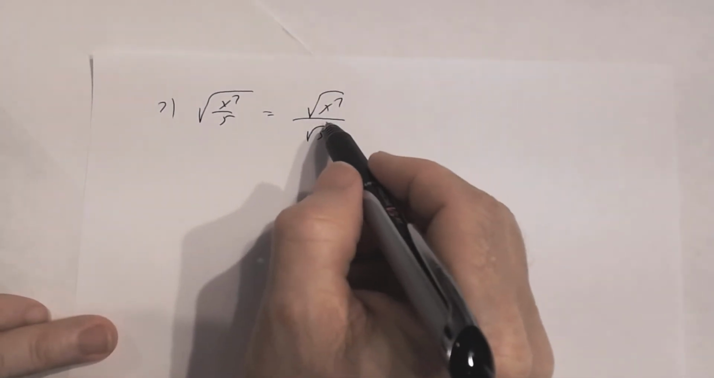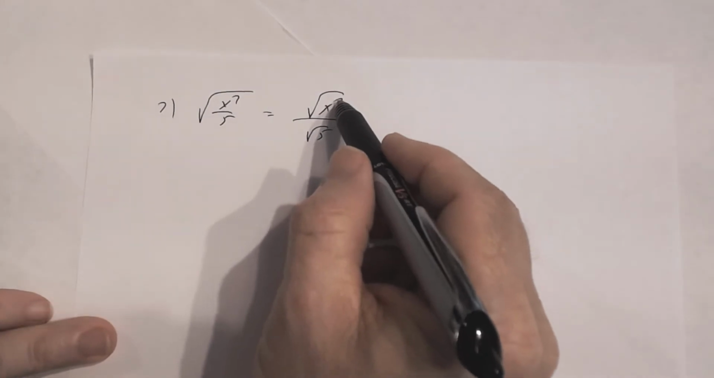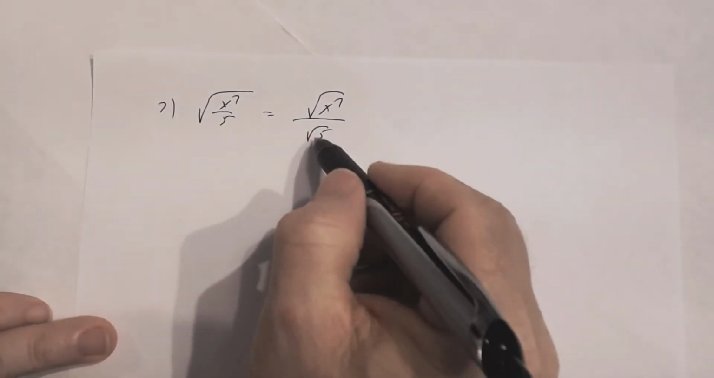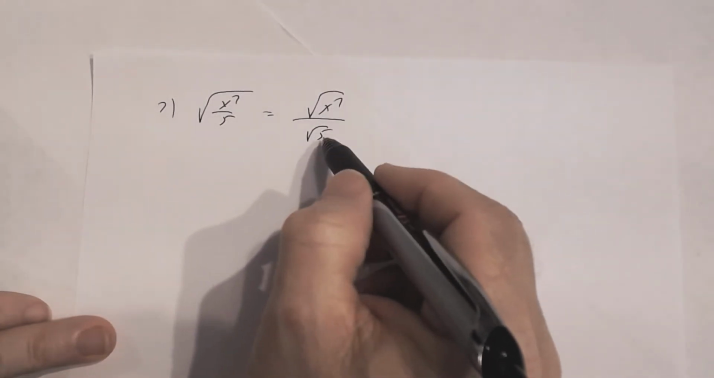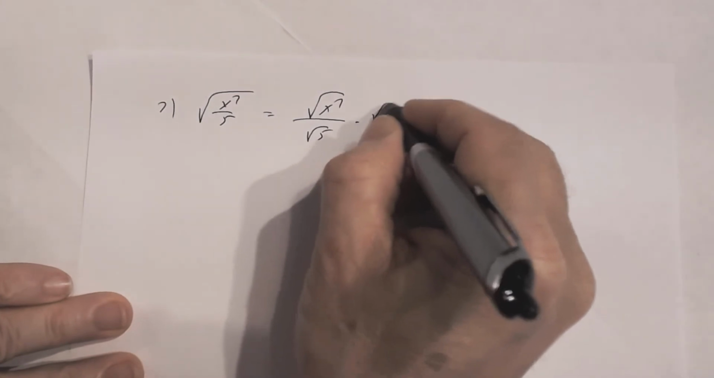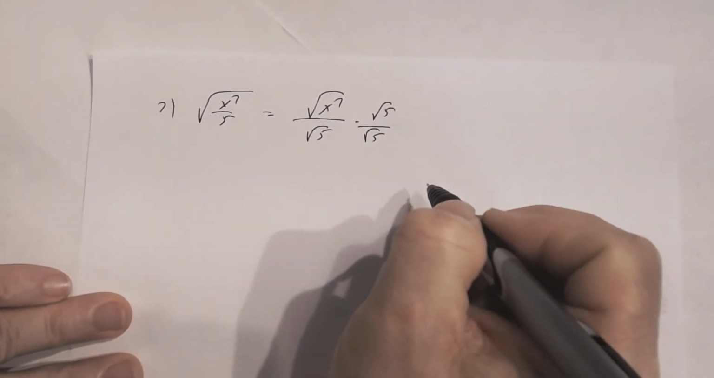I can simplify the square root of x to the 7th first, which we know we can simplify because that exponent is greater than or equal to the index. Or I can just go ahead and rationalize the denominator first. Let's rationalize the denominator first. So you're going to multiply numerator and denominator by the square root of 5.